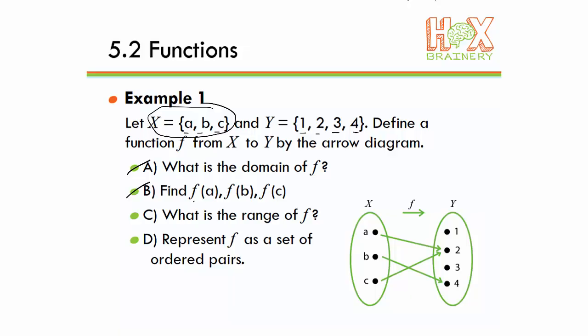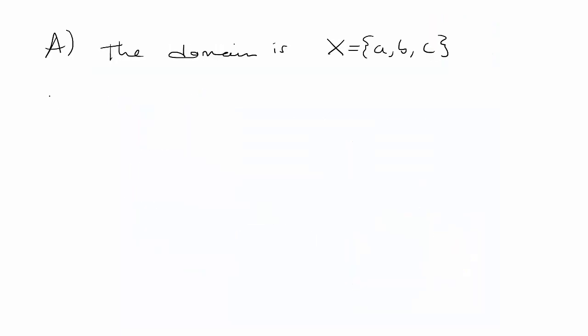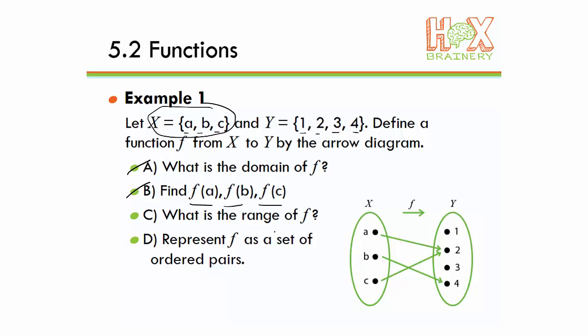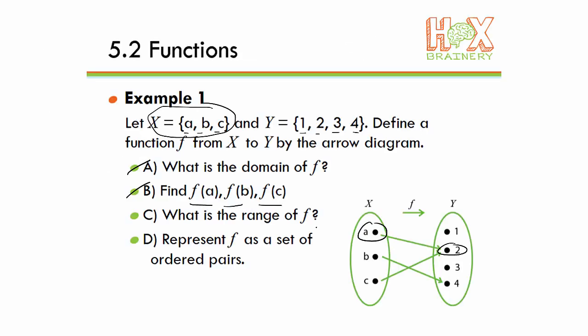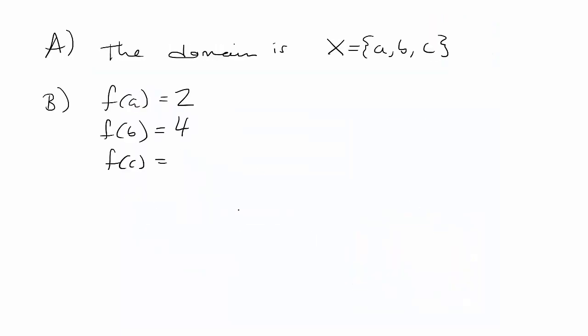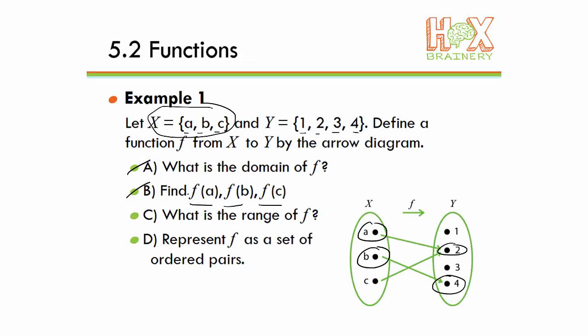And for part b, we want to figure out what's f of a, what's f of b, and what's f of c, just like the regular function notation we've used before. We're just going to use the arrow diagram to help us with that. So a goes to 2, so 2 is f of a. And for b, b is paired with 4, so 4 for f of b. And then what's f of c? Also 2.